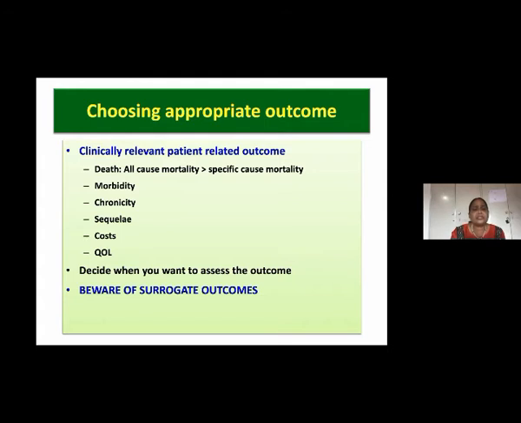So you have to decide what you are interested in, and you have to beware of surrogate outcomes. As I said, LDH may improve, but the patient doesn't improve. pH may improve, but the patient doesn't improve. Those things are just telling us something pathophysiologically is happening, but it is not translating into something which is relevant for the patient.